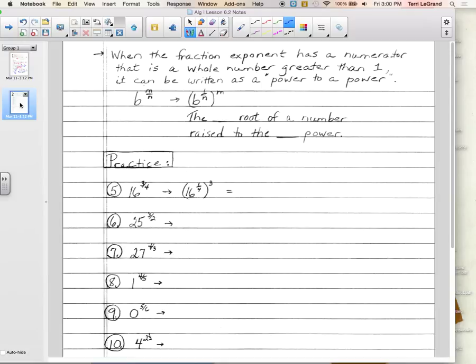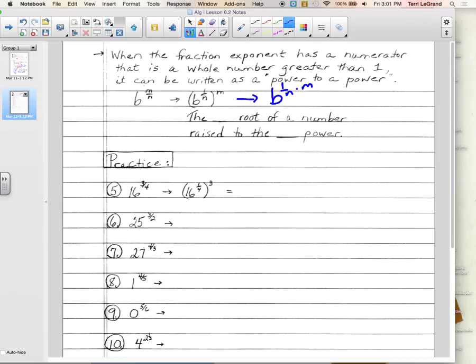So b to the fraction m over n power can actually come from this. Do you agree? Do you think b to the m over n power can be rewritten as b to the 1 over n power, and then that to the m power, as a power to a power? Why can we do that? Because we touched on that yesterday. 1 over n times m, would that get us back to b to the m over n power?